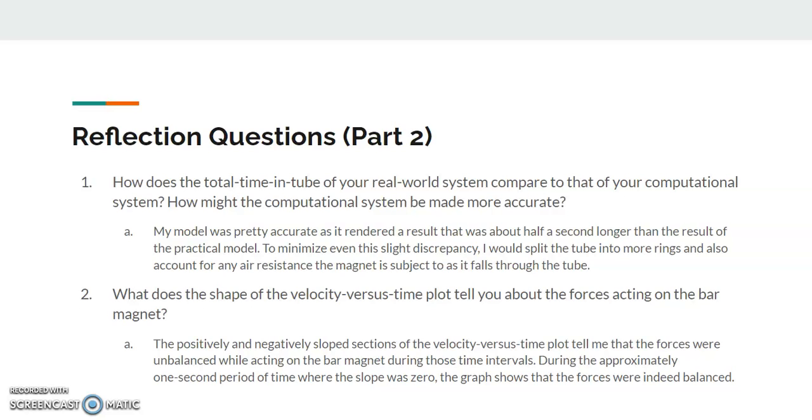And finally, reflection question number 4 asks, what does the shape of the velocity versus time plot tell you about the forces acting on the bar magnet? Simply put, the positively and negatively sloped sections of the velocity versus time plot tell me that the forces were unbalanced while acting on the bar magnet during those time intervals. During the approximately 1 second period of time where the slope was 0, the graph shows that the forces were indeed balanced.